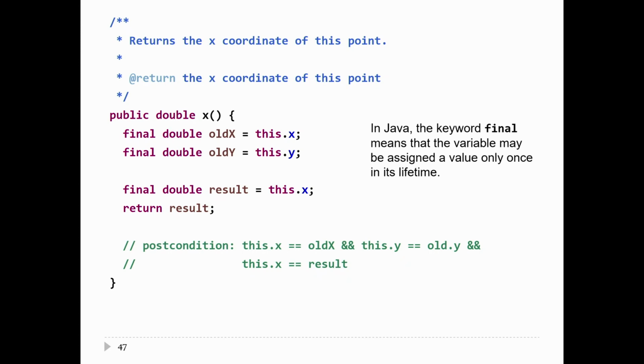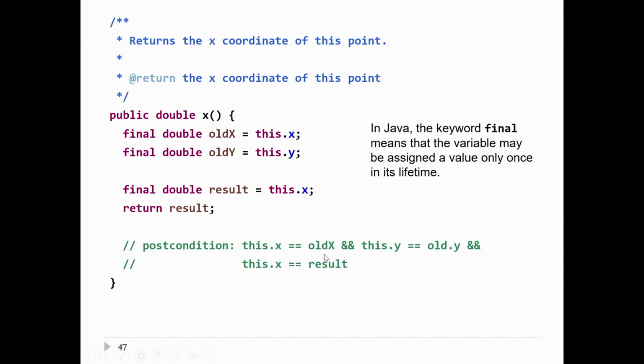Now the part where you want to check the postcondition is after the return statement. A postcondition is something that has to be true immediately after the method returns. So immediately after here, you want to check the postcondition, which you can't do in Java, because the method stops running on that return statement. But if you could, then the postcondition ends up being that. So what does the postcondition mean? It says this x equals old x, this y equals old y, and this x equals the result.